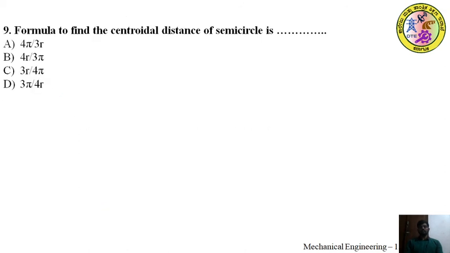And the last question, the formula to find the centroid distance of a semicircle is dash. The options are A, 4 pi by 3r; B, 4r by 3 pi; C, 3r by 4 pi; and D, 3 pi by 4r. We see the answer now. The answer is option B, 4r by 3 pi.